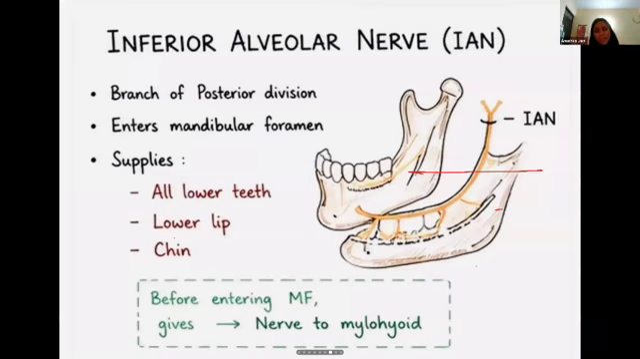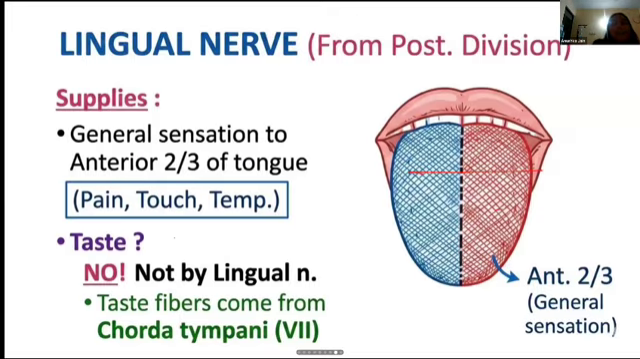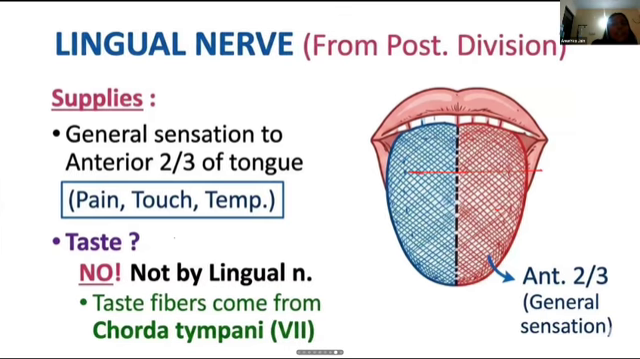Before moving towards the lingual nerve, I want to ask all of you, taste sensation to the tongue is carried by? Yes, friends. Taste sensation to the tongue is carried by chorda tympani. So now what does the lingual nerve do? The lingual nerve carries general sensation to the anterior two-thirds of the tongue. What is general sensation? Pain, touch, and temperature. Why not taste? Because it is carried by chorda tympani. I hope you all understand this.